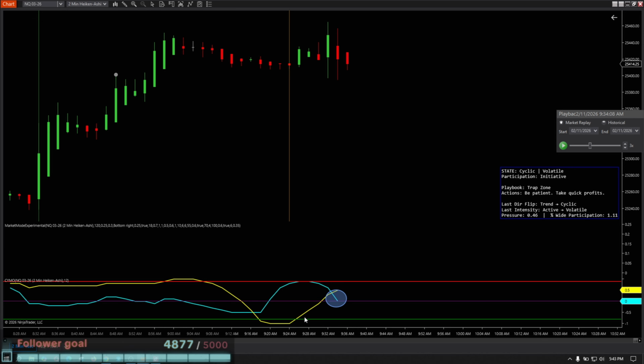You've got cycle going up, momentum following. Nice clean sine wave right there. And you've got a perfect cyclic cross that just happened right there. You're at the point of maximum energy. This is telling you that the market is cyclic and it's also volatile as well. So participation, people are in the initiative stage of the market, and your playbook is that this could be a trap zone. That means that you need to be patient and you need to take quick profits if you're going to execute on any type of strategy using this guidance right here.